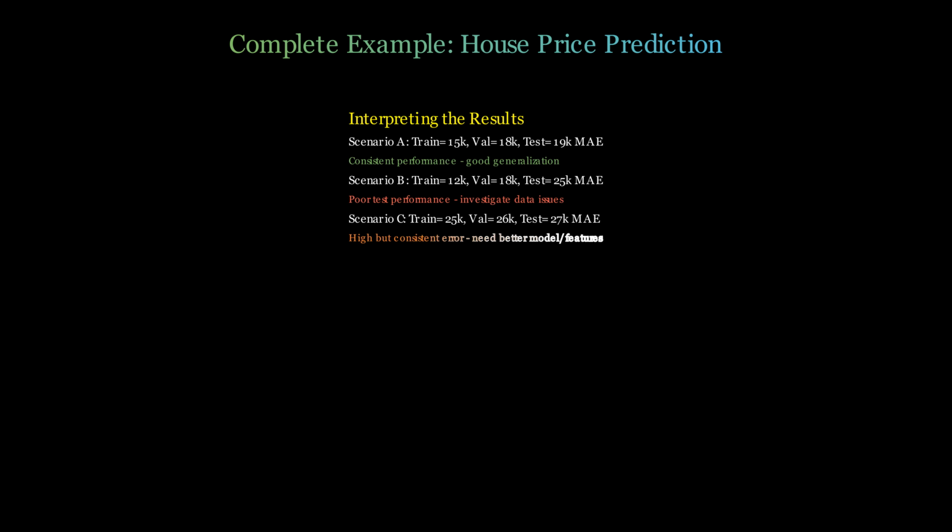Interpreting results across the 3 sets reveals important insights. Scenario A shows consistent performance across all sets, indicating good generalization. Scenario B shows dramatically worse test performance, suggesting data leakage or distribution shift that needs investigation. Scenario C shows consistent but high error across all sets, indicating the need for a better model or additional features.